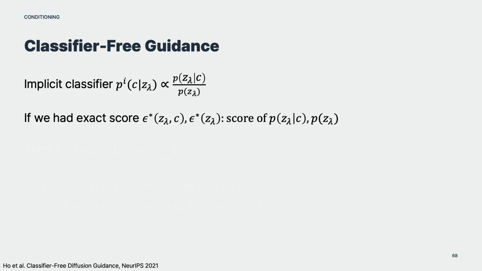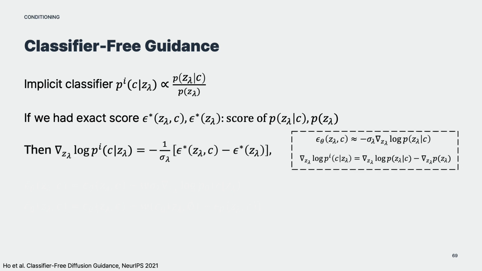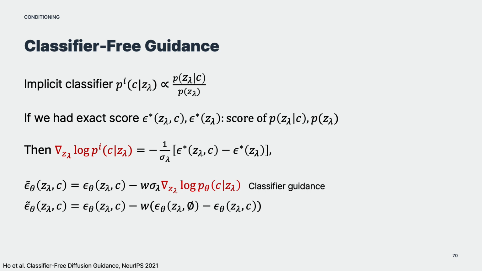Let us assume an oracle scenario in which we can obtain the exact score function epsilon star for both the conditional and unconditional distributions. Then the gradient of our implicit classifier can be expressed as the following term, which can in turn be derived from the properties of the diffusion score functions and the logarithms as discussed in the previous session. Using this gradient directly yields classifier guidance.